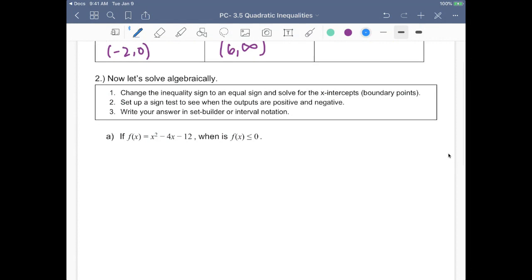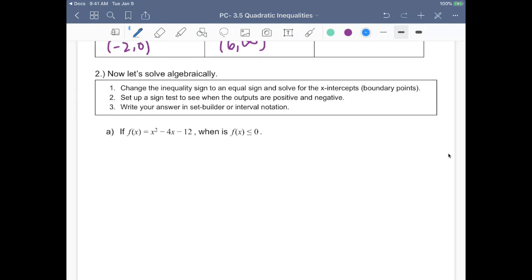Okay, so this is the part that we're really doing. We're solving algebraically for when the graph is greater than 0 or greater than a value. So here are your steps right here. First we're going to find our boundary points by setting our function equal to 0, our y equal to 0, and solving. We already did that.